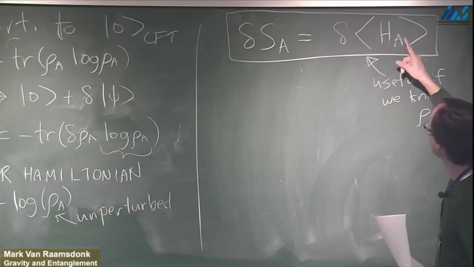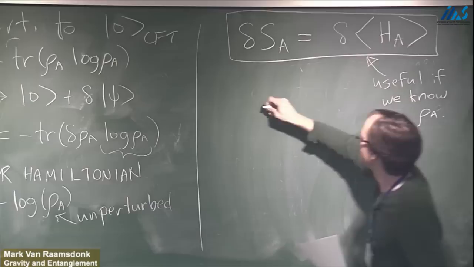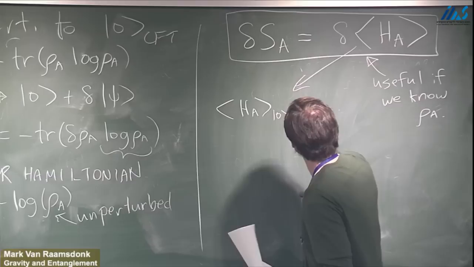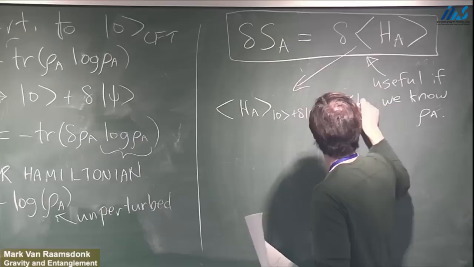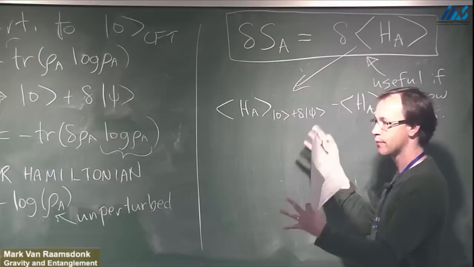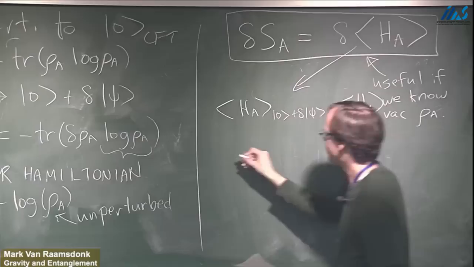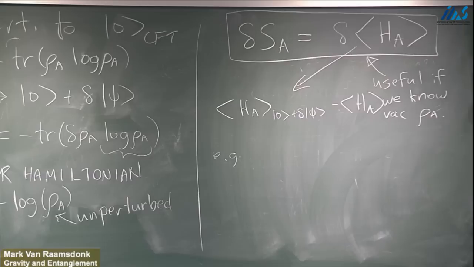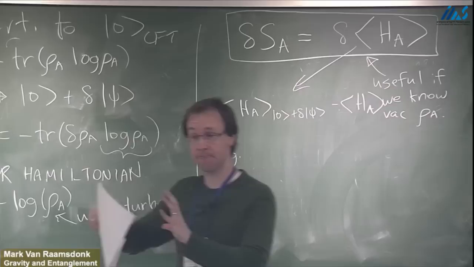So the delta refers to, so this is HA 0 plus delta phi minus HA back. So the HA is the same, but the state is different. Okay. So one example where we know the density matrix would be if we're talking about a system that's weakly coupled to a heat bath. So the density matrix is thermal.